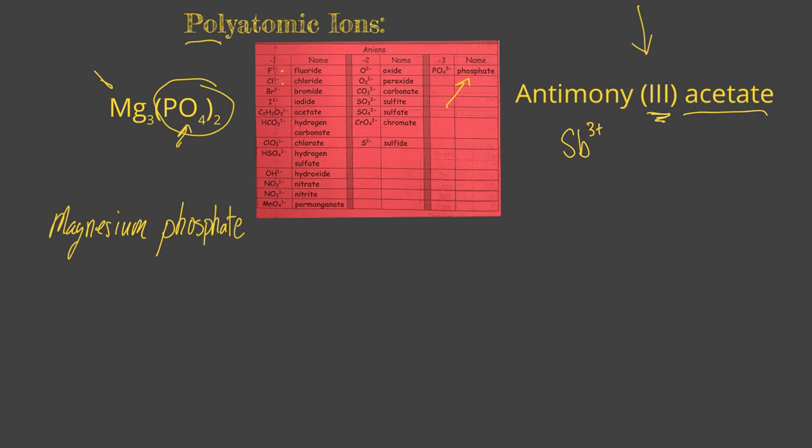If it's not on the periodic table, if I can't find it anywhere, this reference sheet should be your go-to. And I'm like, where is acetate? Oop, there it is. And that is C2H3O2. And that whole thing, all of these atoms together, C2H3O2, has a charge of -1.